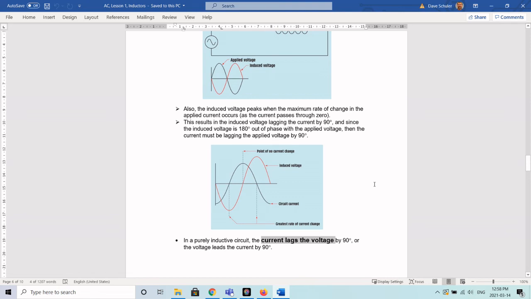We always want to talk about what is happening to the current as a result of the voltage, because the voltage is sort of, I don't want to say the constant, but it's the force that's provided by the power supply, and then the current results from both the voltage and the type of load in the circuit. So what is the current doing relative to that voltage? Well, the current lags behind the voltage by 90 degrees in a purely inductive circuit.